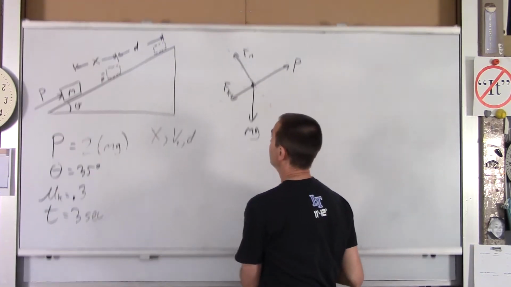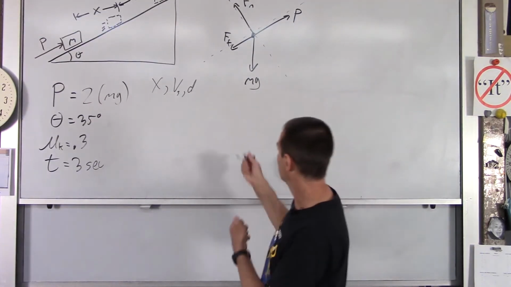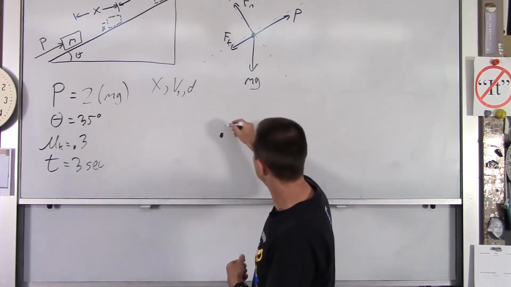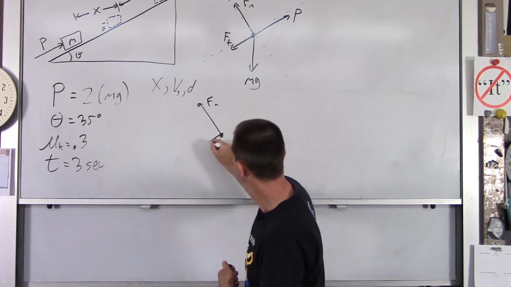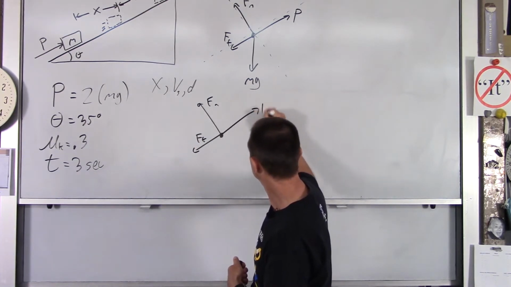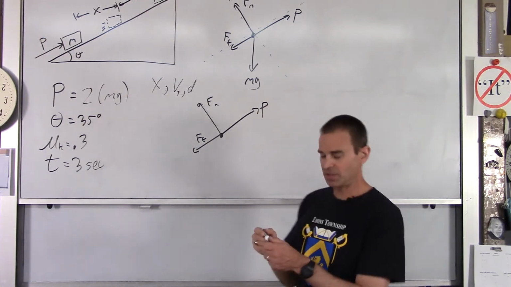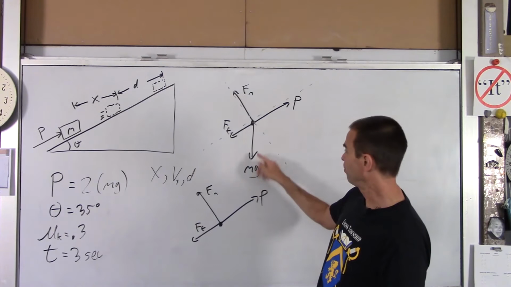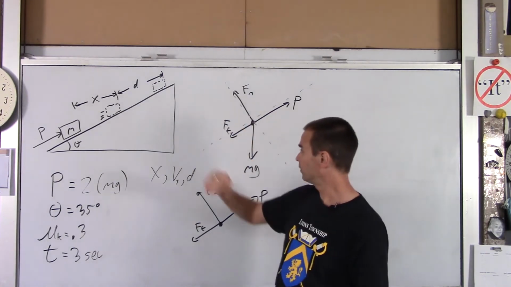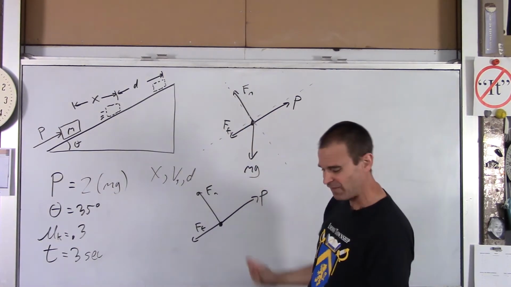So I will recopy those right now, and I'll do this down here. So we've got Fn, we've got friction, we've got P. Okay. Now, mg, we got to split that up into pieces because mg doesn't point perpendicular nor parallel to the incline. There's a little bit of both, so we got to find the two components.